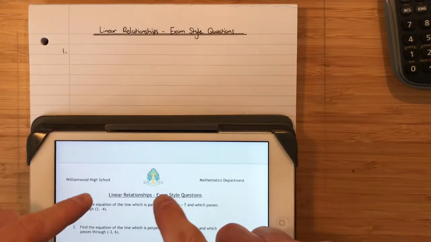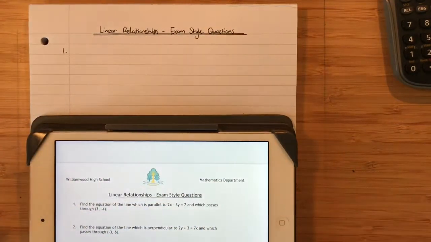Also, I'll try and keep the question on the screen as I'm doing it, but I might get confused and it might go out of the screen, so don't judge me too harshly.